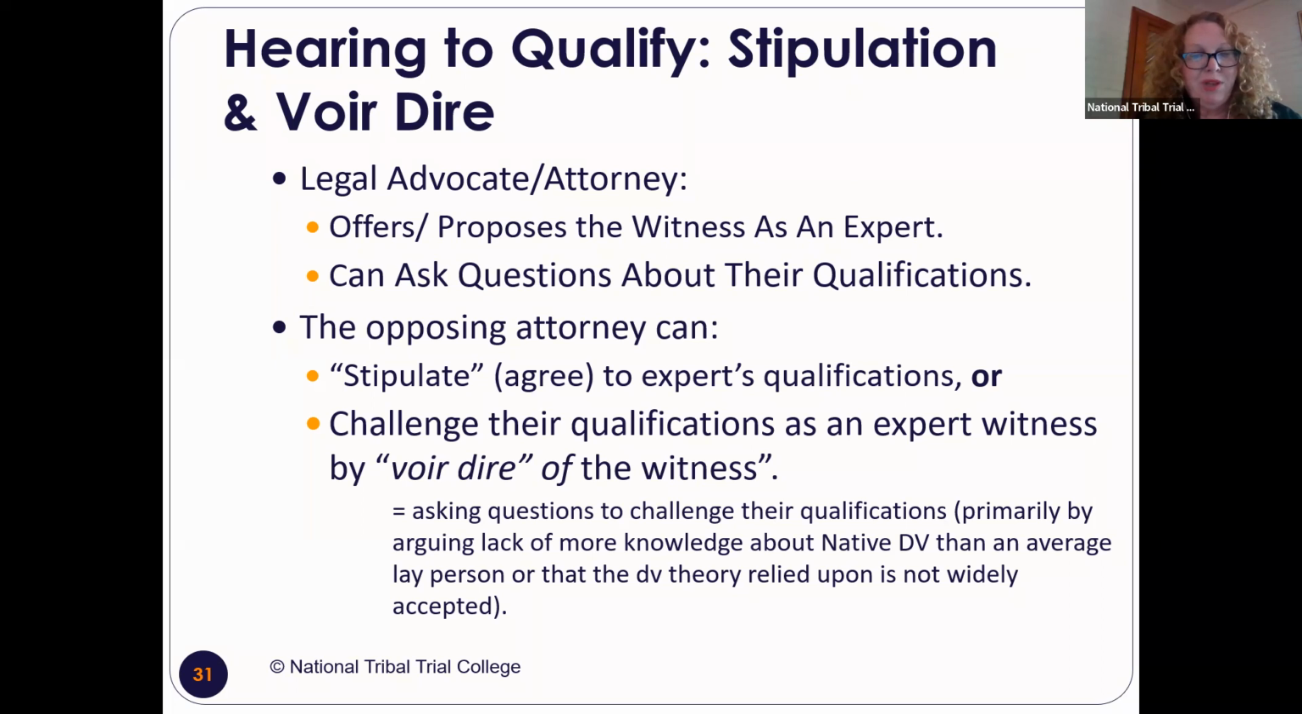If not, you're going to have to put them on the stand and qualify them. The other side has an opportunity to poke holes in that and ask to voir dire the witness, which is going up to them and trying to challenge them on their qualifications, right? So, no way, you do not have greater knowledge than the average layperson about violence against American Indian, Alaska Native women, right? And then they go, and to me, it always feels like horribly insulting your expert witness on the stand.